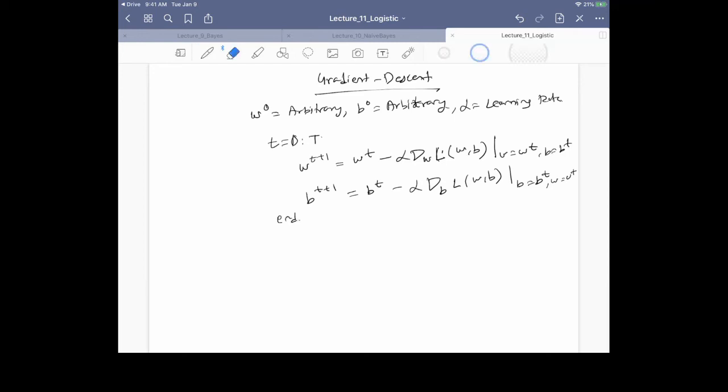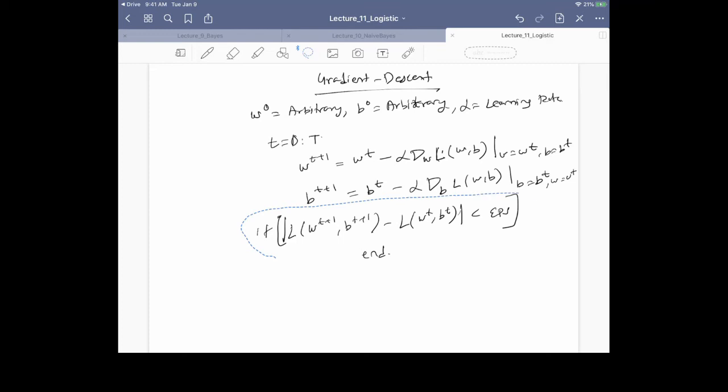And then essentially you will end. That's it. So typically you will have some kind of a convergence criteria, like you will say something like: if the absolute value of L of w_{t+1} comma b_{t+1} minus L of w_t comma b_t is less than epsilon, then you end. Otherwise you just continue. So I think this is actually inside the for loop. So sorry.